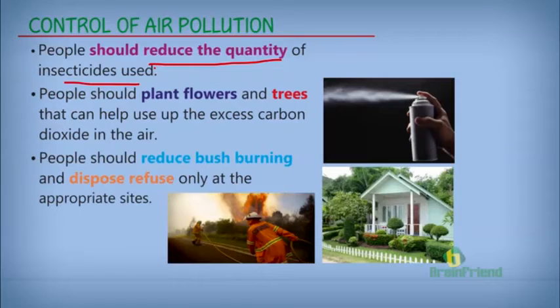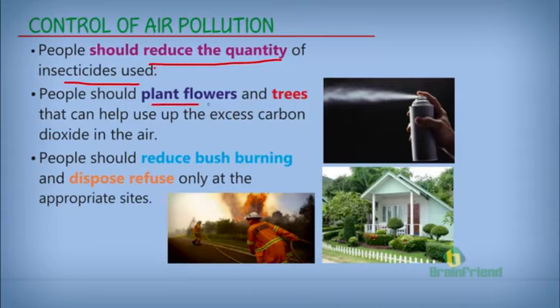Have you ever been in a room where insecticide was used? Having opened the windows for a while, you still come back after a long time and the smell is still there. Then it means so much of it was released into the air. When we reduce the amount we use, it can reduce air pollution.